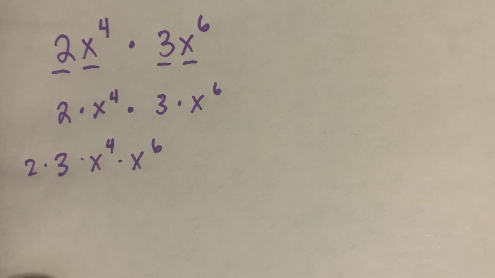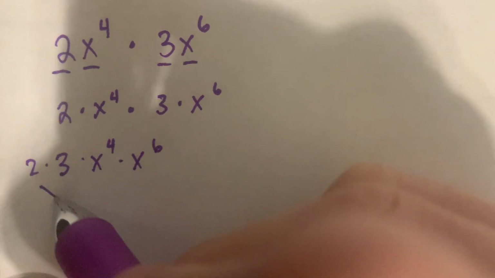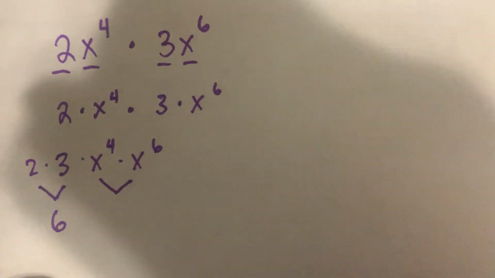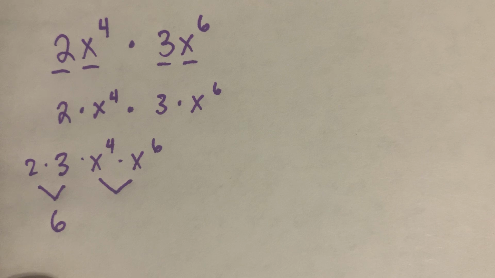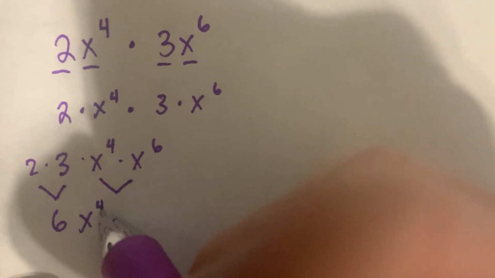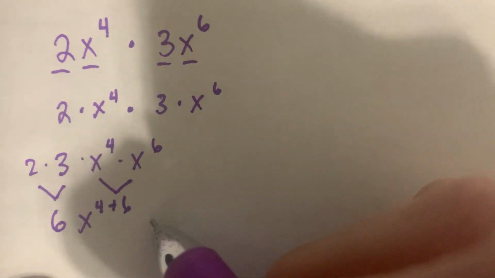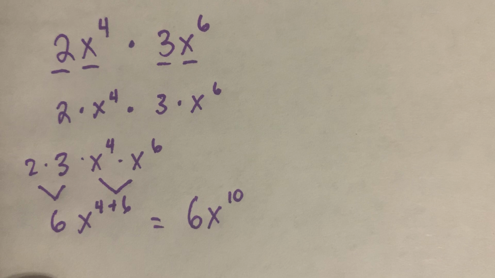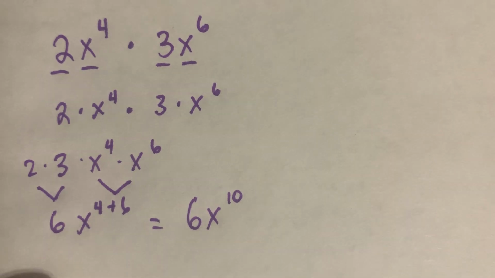So there we have it. And here, we can multiply these two numbers together. This is 6. And then we can multiply that because they have the same base. We can use our product rule. So this would be x to the 4 plus 6, which is equal to 6x to the 10th. So that would be our answer there.